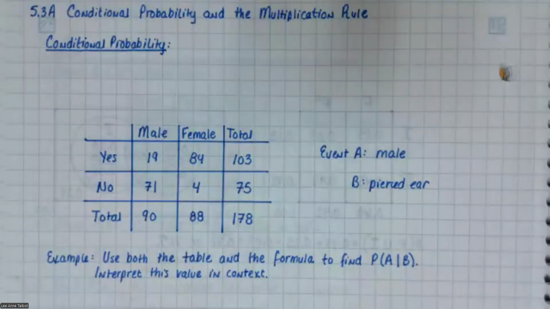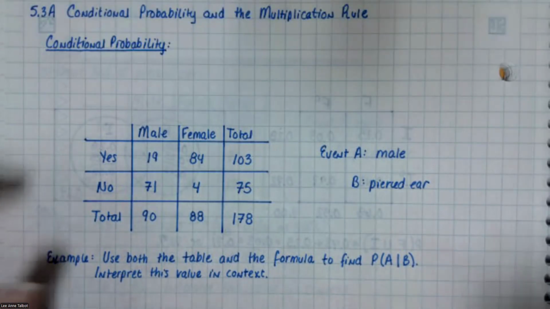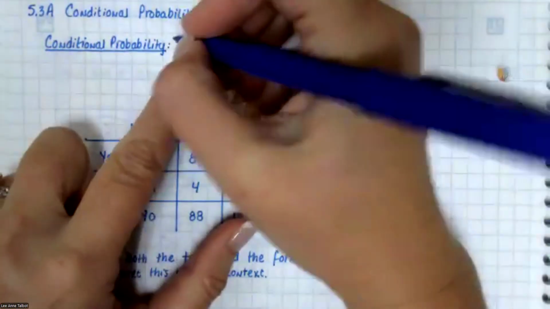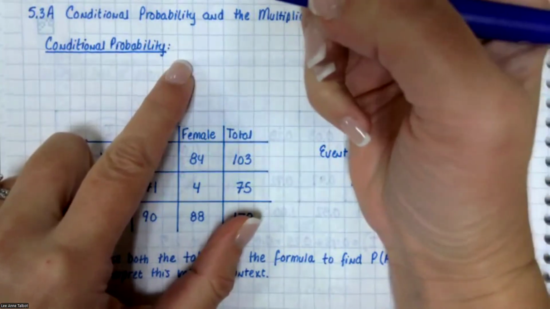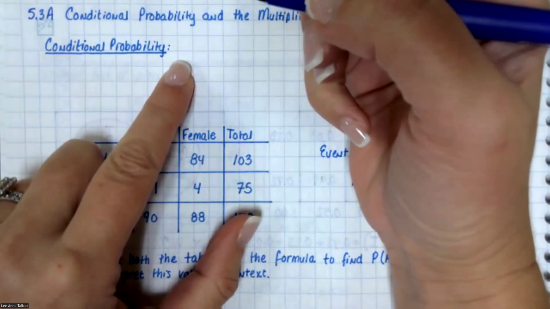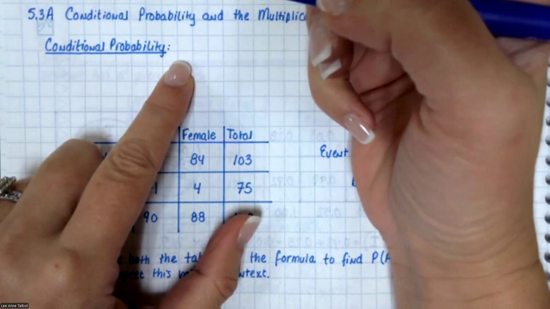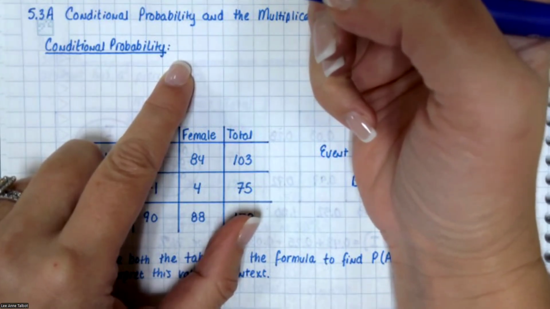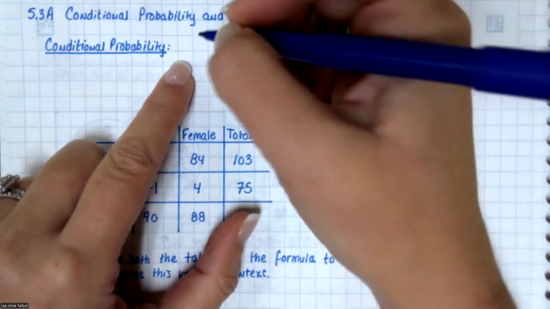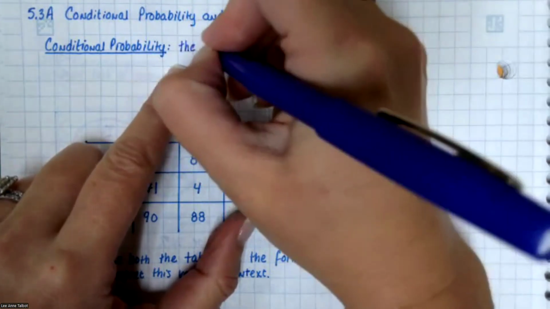Okay. First thing you need to know is what is conditional probability? It's very specific. It has this very specific word in it. Does anybody know what conditional probability is already? Have you heard of it? It's conditional. Nice, nice.